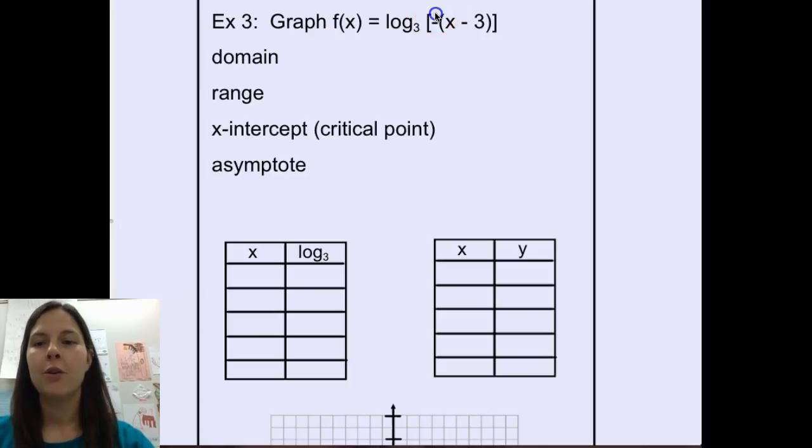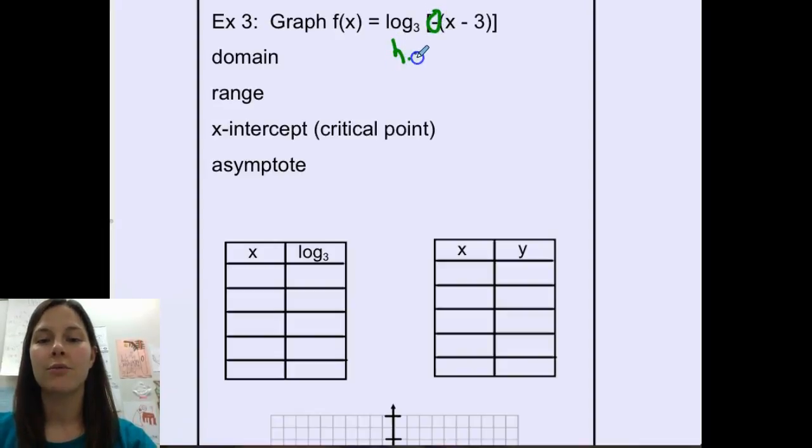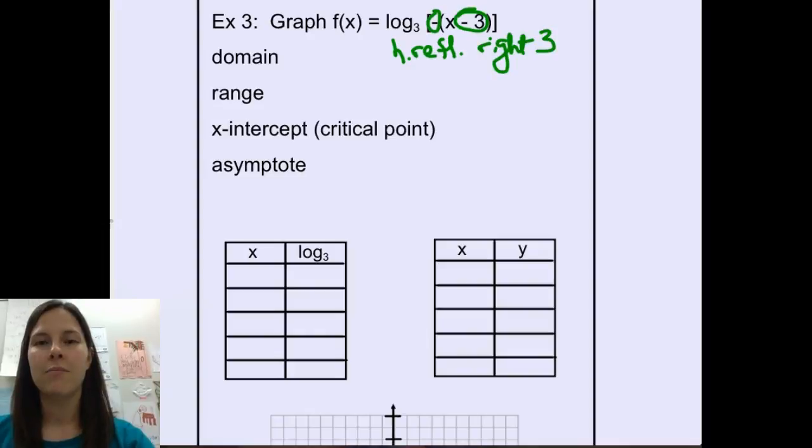Last example, we have a reflection again. This time it is a horizontal reflection because it is being grouped with the x. We also have this -3, so it looks like we're shifting it left. We're actually shifting it to the right. Again, we'll come back to that information after we get our graphs.